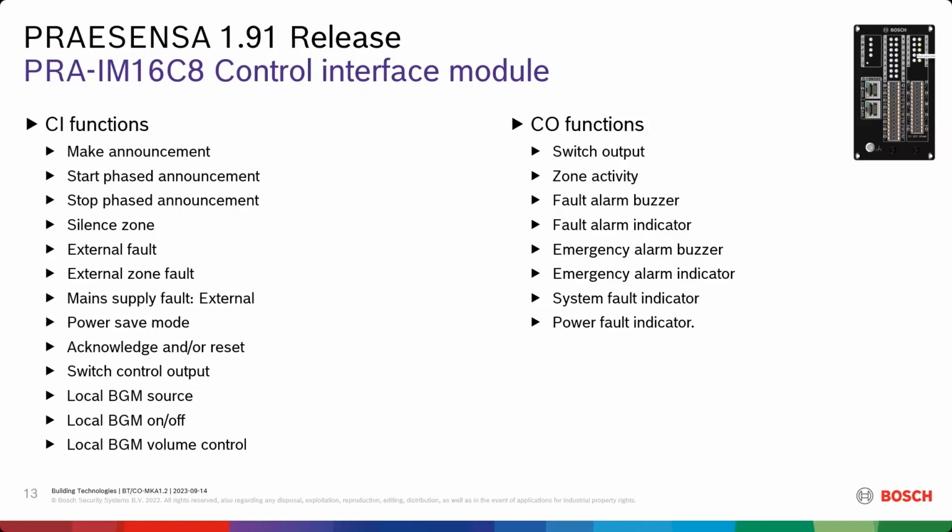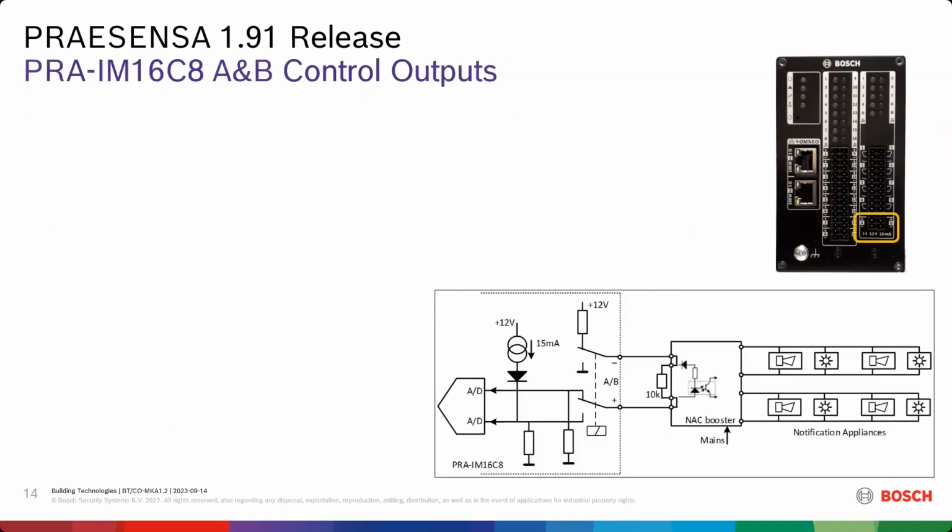Furthermore, you have the fault alarm buzzer and indicator, the emergency alarm buzzer and indicator control outputs, and a general system fault indicator or a general power fault indicator. So these are the control in and control output functions. Besides that, we have these two A and B control outputs.